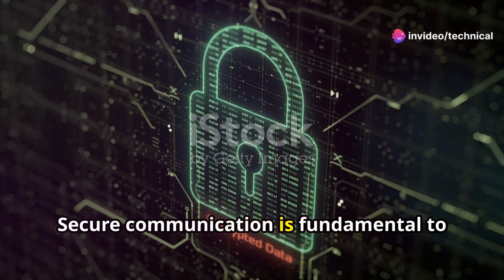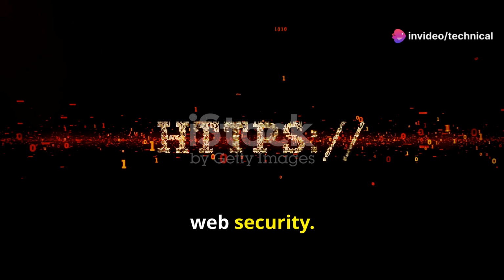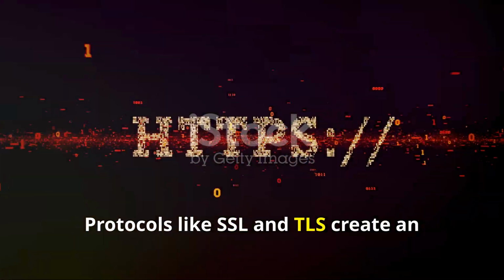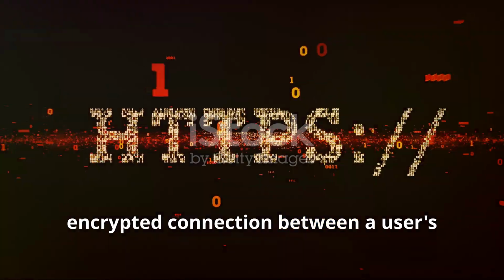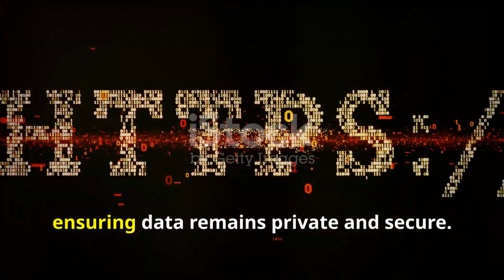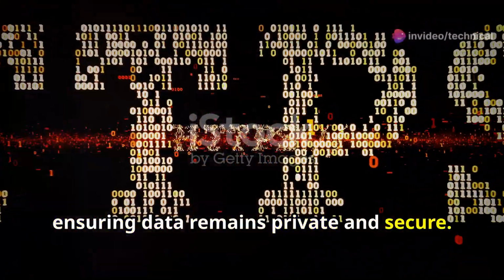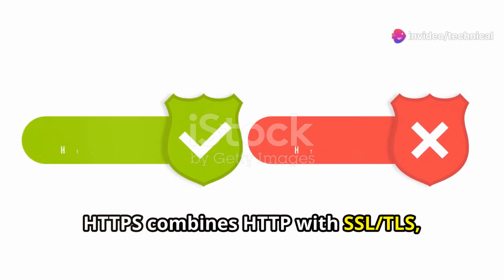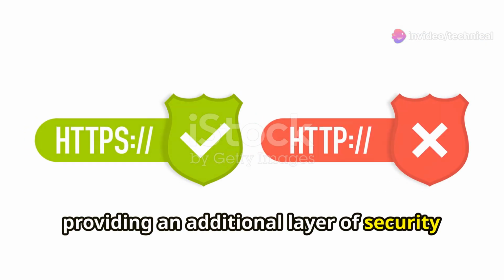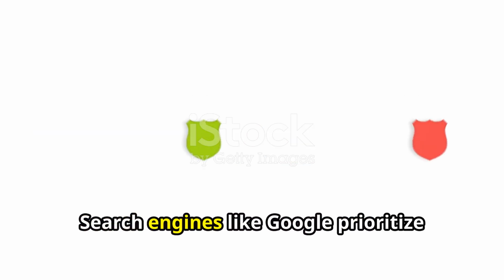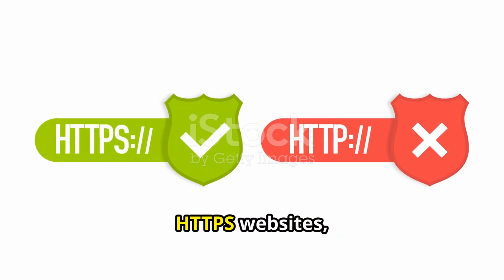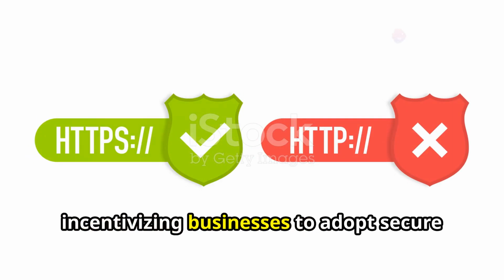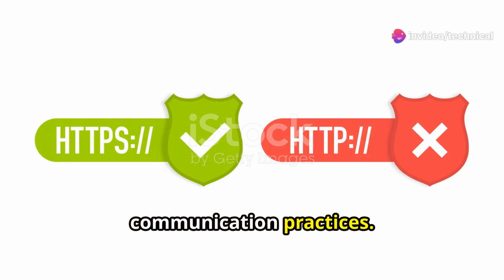Secure communication is fundamental to web security. Protocols like SSL and TLS create an encrypted connection between a user's browser and the web server, ensuring data remains private and secure. HTTPS combines HTTP with SSL/TLS, providing an additional layer of security and building user trust. Search engines like Google prioritize HTTPS websites, incentivizing businesses to adopt secure communication practices.